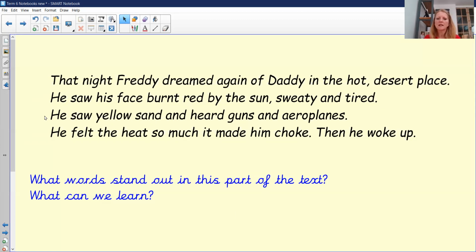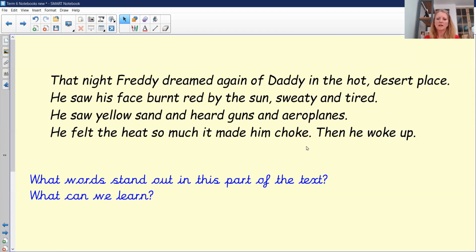He saw yellow sand and heard guns and aeroplanes. And then this last line, he felt the heat so much it made him choke. Then he woke up. Okay, so this isn't the daddy, it isn't his dad choking. This is Freddie in his dream. It's affected him so much. He's feeling that heat so much, just like his dad would, that it's made him wake up.